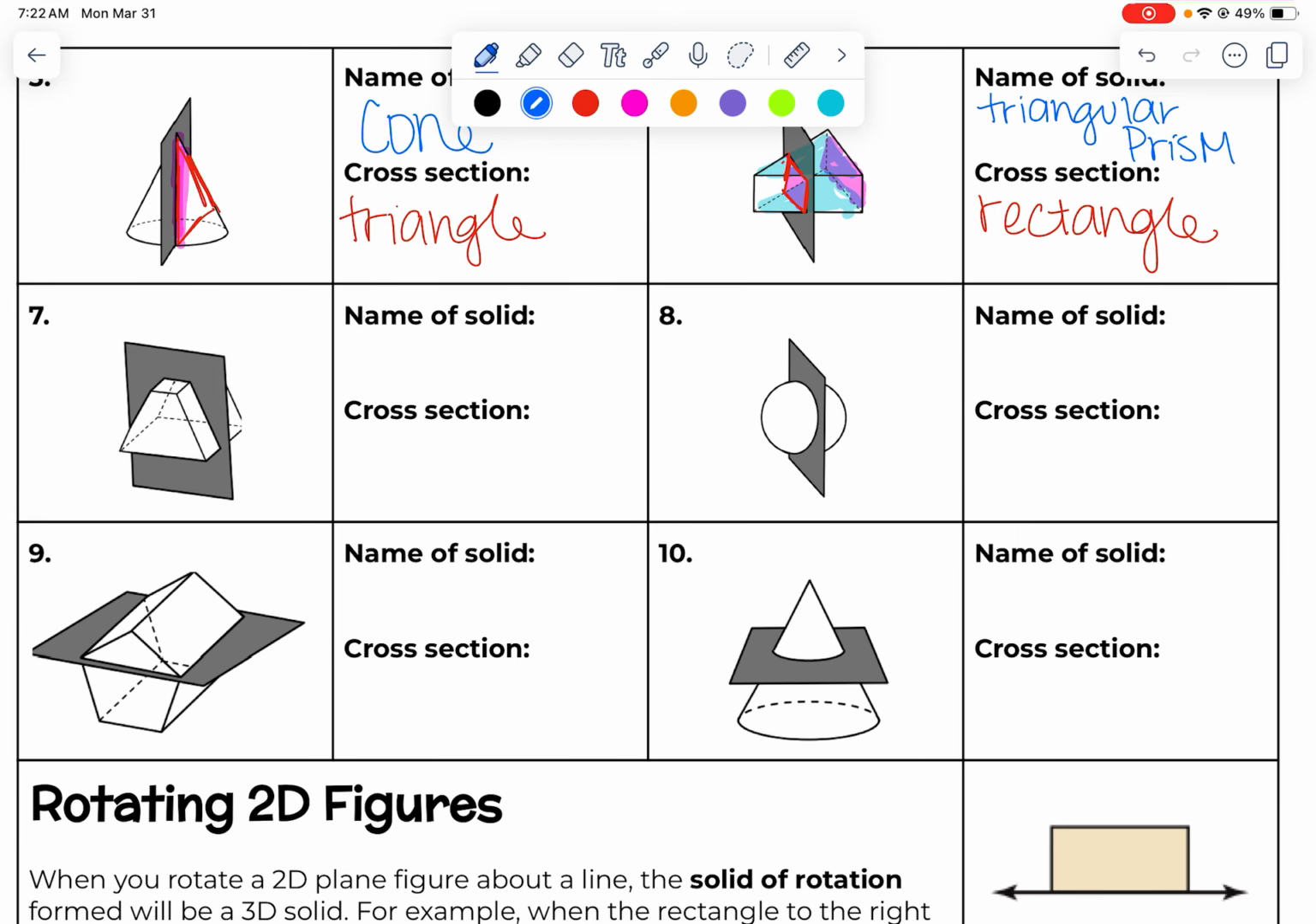All right, number 7, we have 2 bases. We have our base here, and we have the base in the back. Both of these are in the shape of a trapezoid, and there are 2 bases, so it's a trapezoidal prism. Now the cross section is parallel to the base, so it is in the shape of a trapezoid.